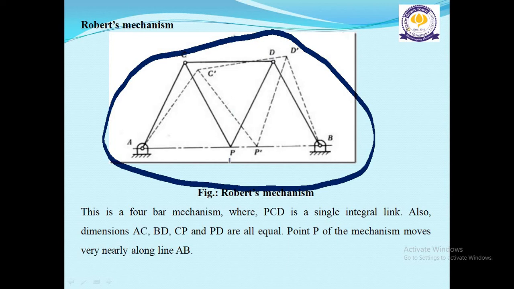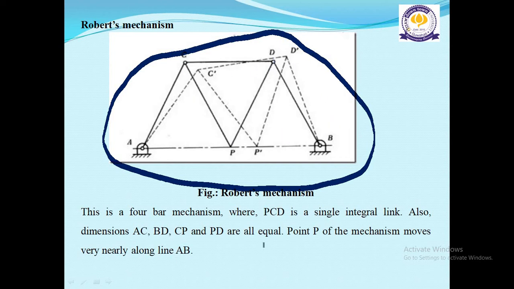Okay, so here you have seen P, C and D. This is a single integral link. Also dimensions AC, BD, and CP. So this is the point C, this is the point P. CP and PD are all equal, so these both links are equal.